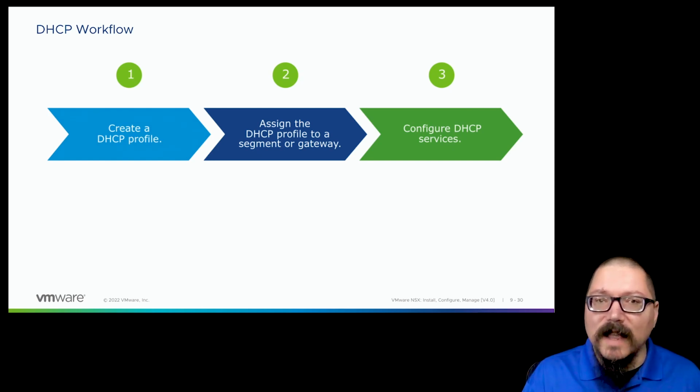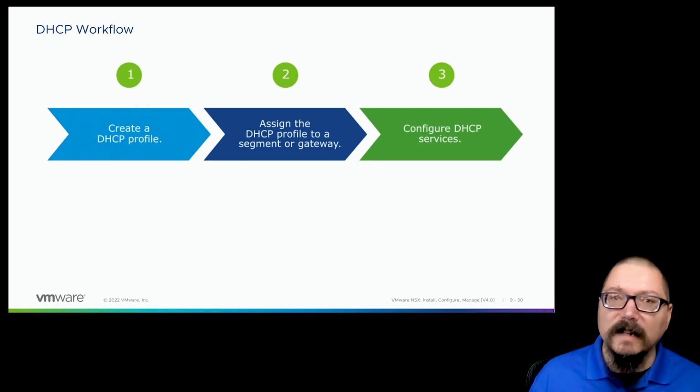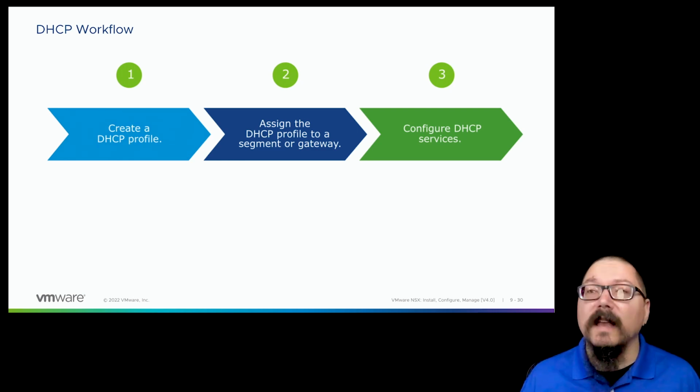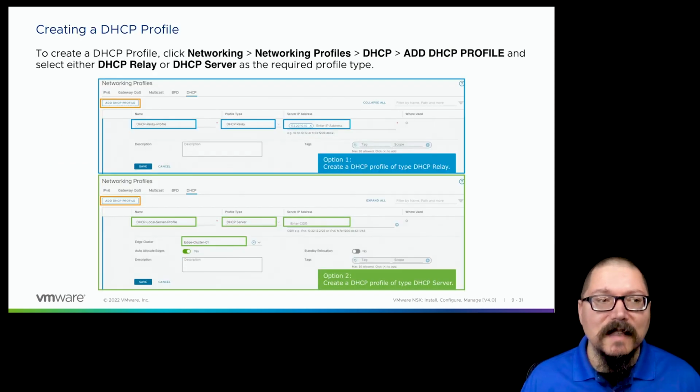To build this out, I have to create a DHCP profile. I have to assign that profile either directly to a segment or to a gateway. And then I need to configure, right? I need to configure my DHCP pools and any DHCP options I might have and all those kinds of things that I might be doing.